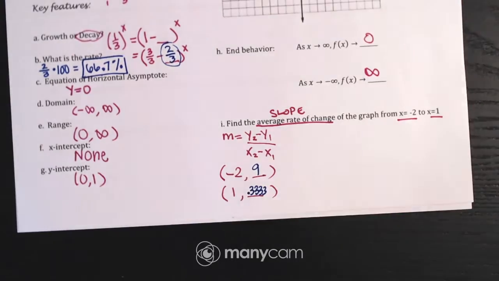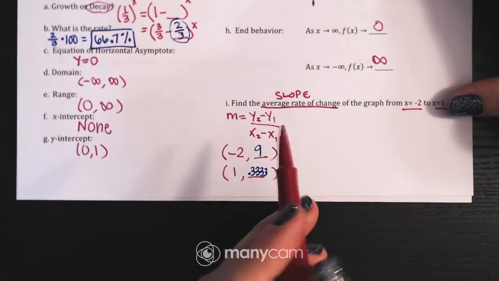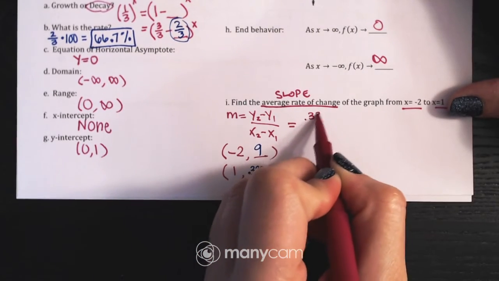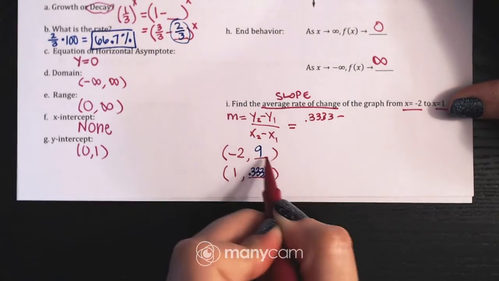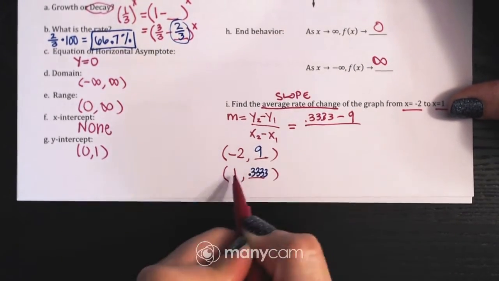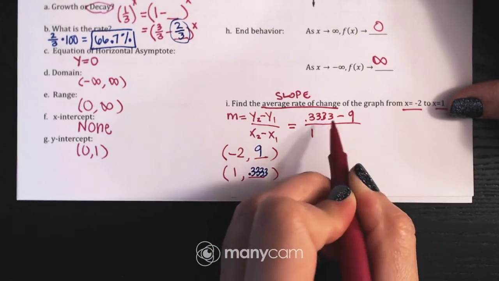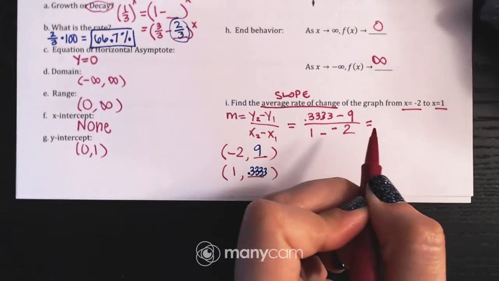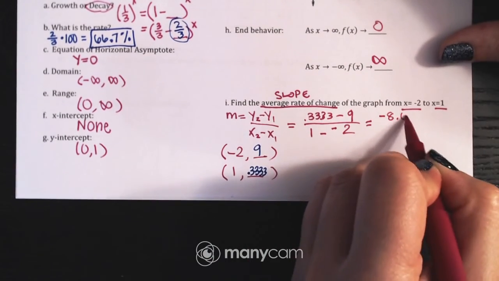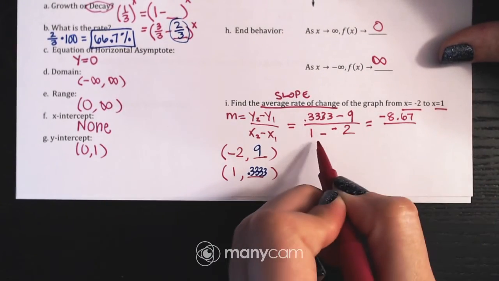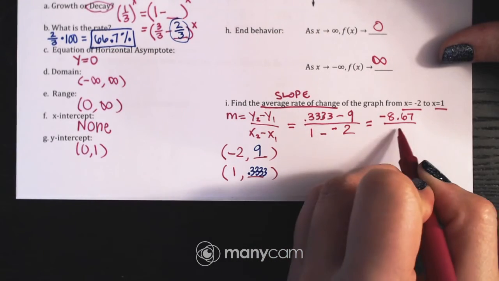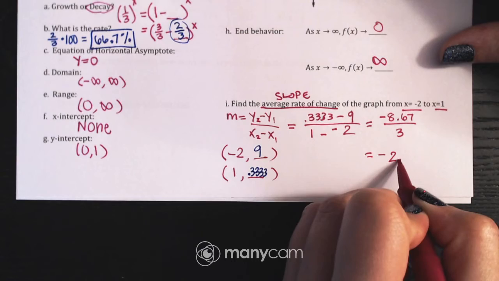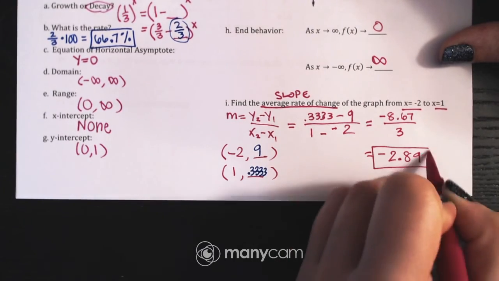And then I'm just plugging those into my formula and calculating the slope. So y2 is down here, 0.3333 minus y1, 9, over x2, 1, minus -2. Simplifying, I have -8.67 on top. 1 minus -2 becomes 1 plus 2 is 3. When I do this division, I get -2.89. Now I'm done.